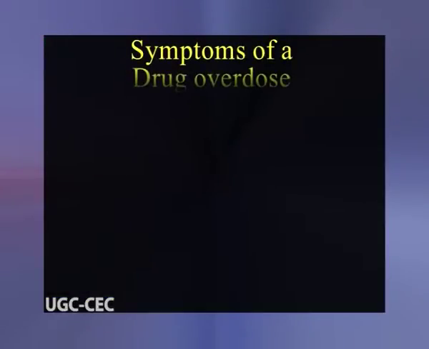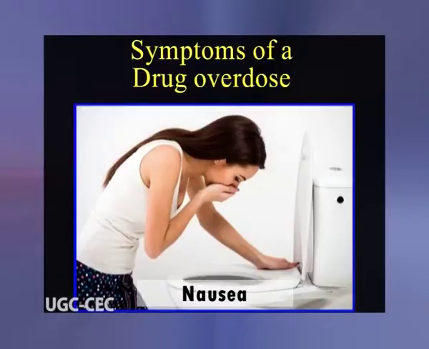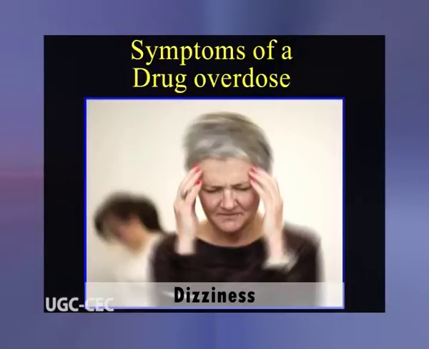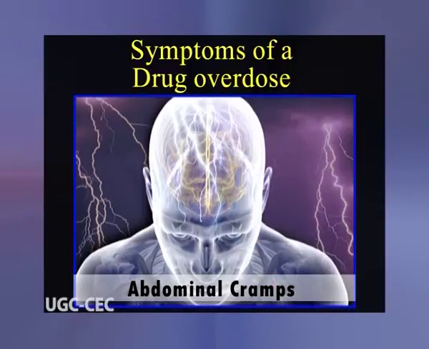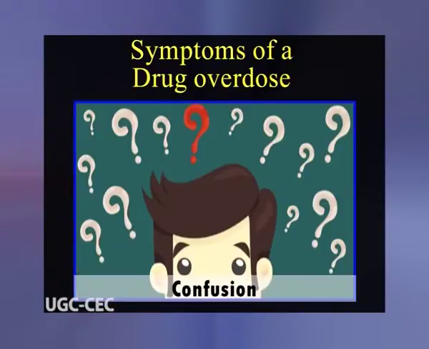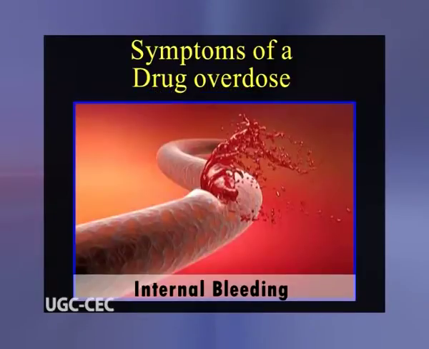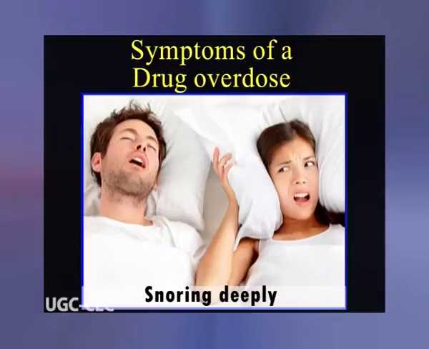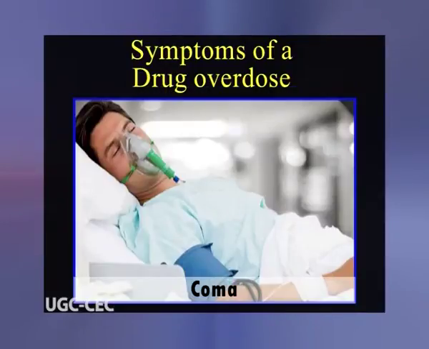General symptoms of a drug overdose may include nausea, vomiting, abdominal cramps, diarrhea, dizziness, loss of balance, seizures, drowsiness, confusion, breathing difficulties, internal bleeding, hallucination, visual disturbances, snoring deeply, turning blue, coma.